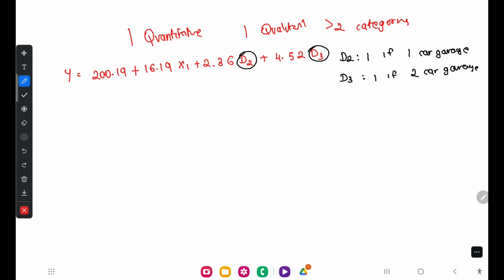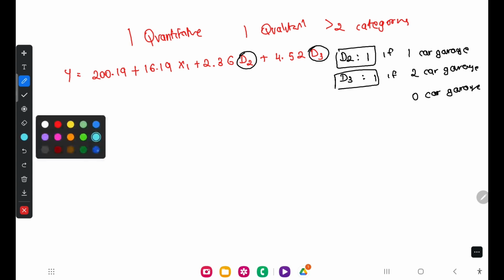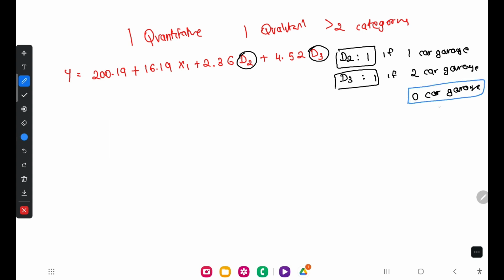So what is my base category over here? If these two values are 0, then it shows that there is no car garage, zero car garage. That's my base category, or we can refer to it as reference. That's why it's called the reference. Okay, I hope the question is clear. 16.19 x is the house size.